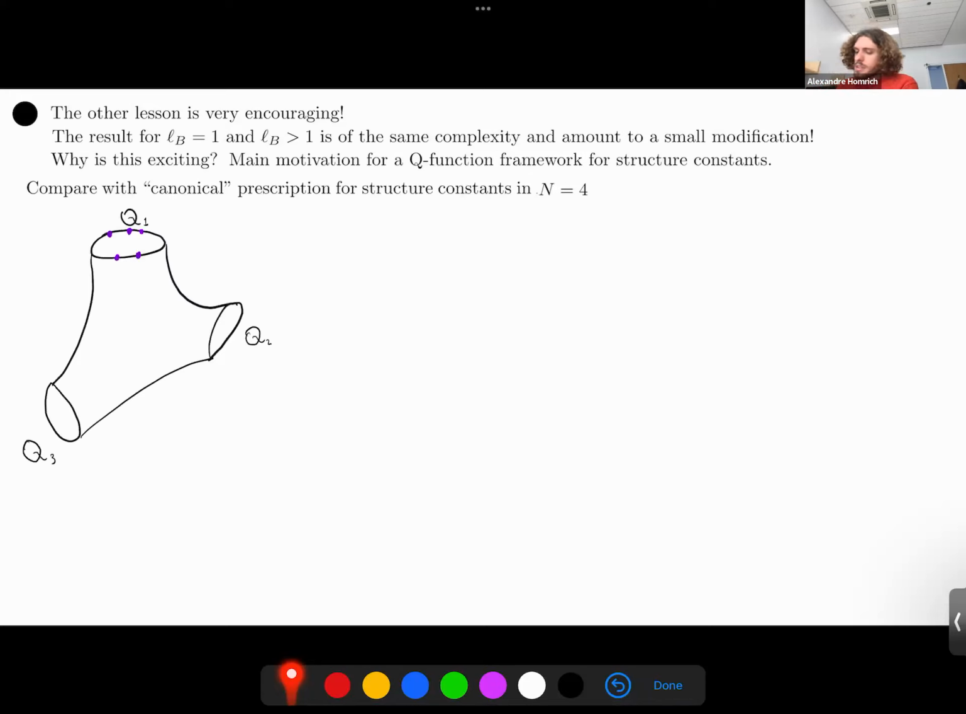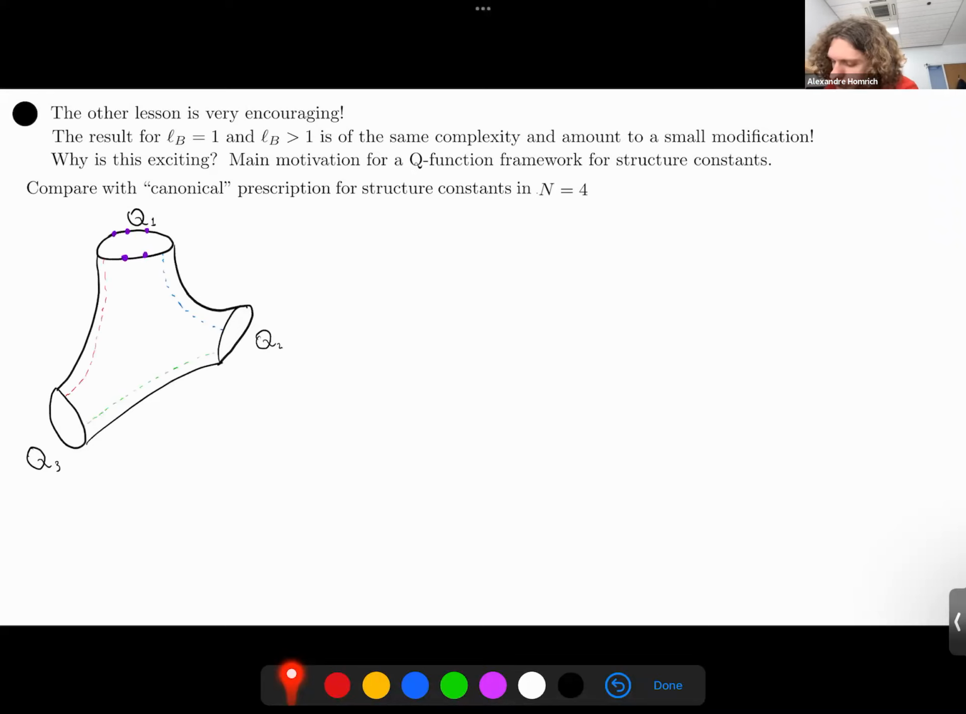So the canonical prescription is that we have three operators. The structure constant is described by the pair of pants in this way. And we want to compute this, essentially this sphere correlator with three insertions. And the way to do that in N equals 4 is to cut this sphere correlator along these seams, these red, the blue, and green seams.